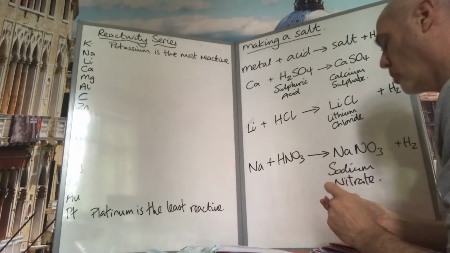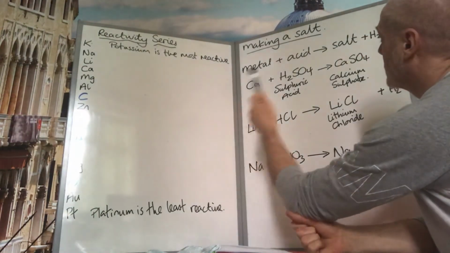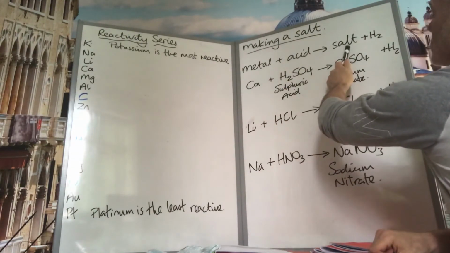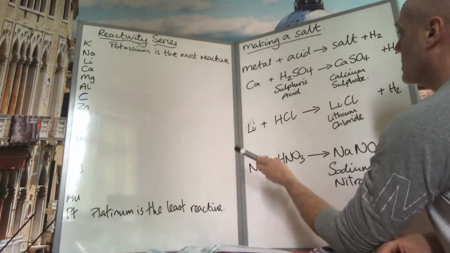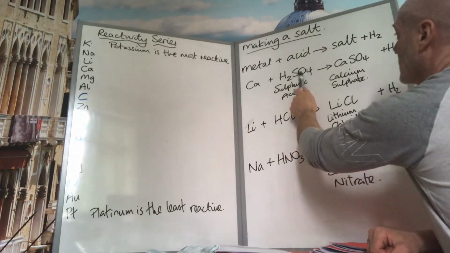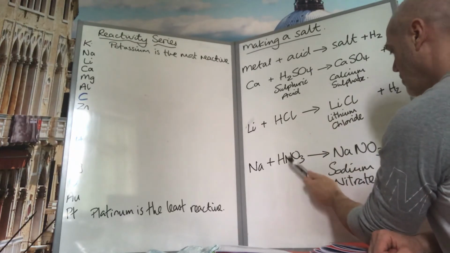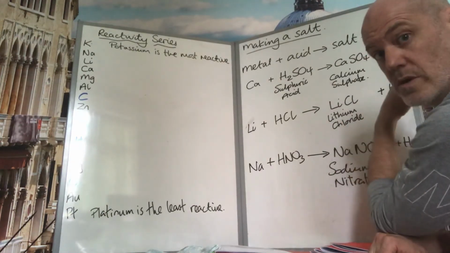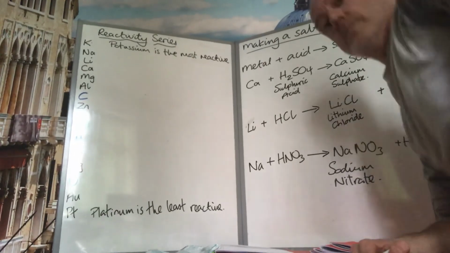Okay, so what is it you need to know? Only the metals above hydrogen are going to react with acid. You need to be able to predict the salt, name the salt, balance the equations. Each different acid will produce a different type of salt. So sulfuric acid produces sulfates, hydrochloric acid produces chlorides, nitric acid produces nitrates. The name of the metal always comes first in the salt, okay? So that's key. I think we're done on that one. Let's move on.